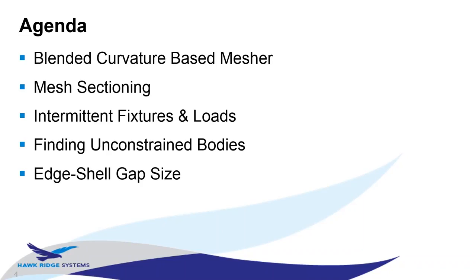Now, next after that, we have finding under or unconstrained bodies. So this used to be just a case of a failure in the analysis, and it just stopped, and we had to go through some ways to find out which parts are under restrained. Beyond that, of course, we also have the edge shell gap size. So we're able to now set up a tolerance for any gaps in between edges and shell faces and edges and solid faces of shells. So we can get in there and have a lot more control over our parts.